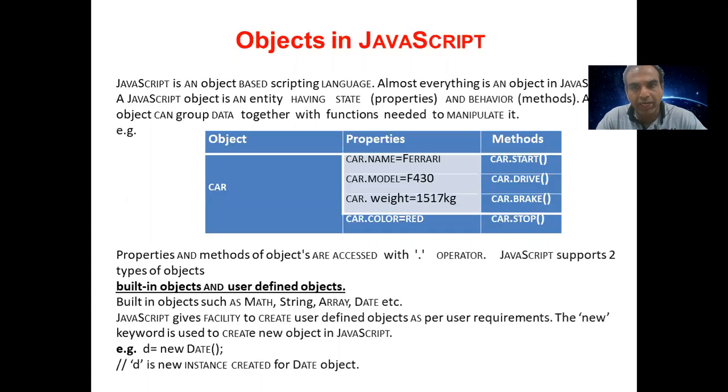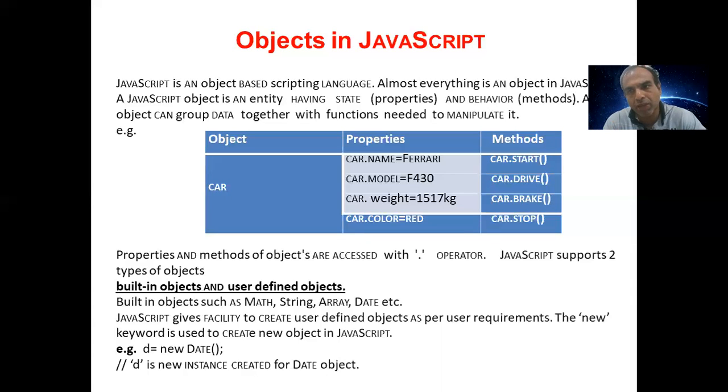So it is just like an entity, and they have many methods. Just like a car can function: start the car, drive the car, brake the car, stop. So car.start(), car.drive(), with open braces and close braces, is there in the method. So that is a method. An object can group data together with the functions needed to manipulate it, and properties and methods of an object are accessed with the dot operator.